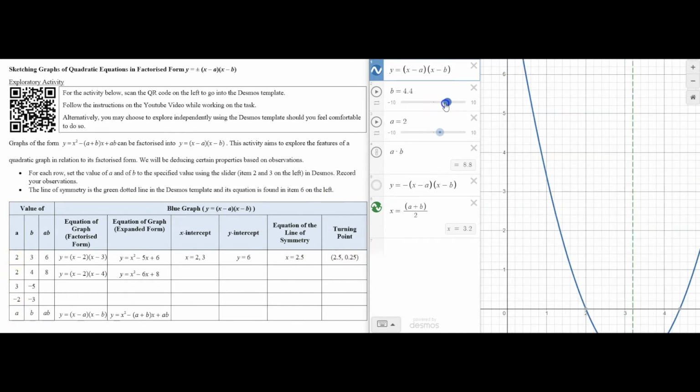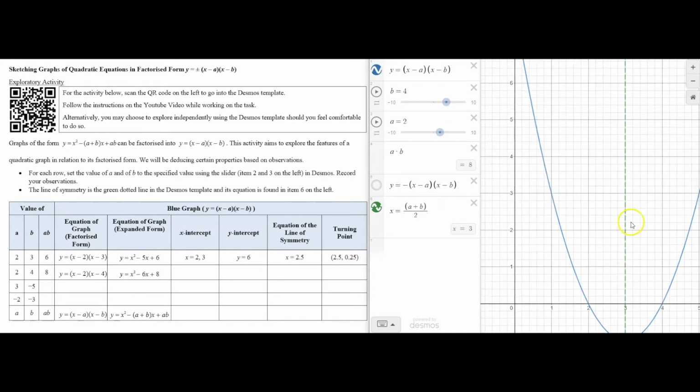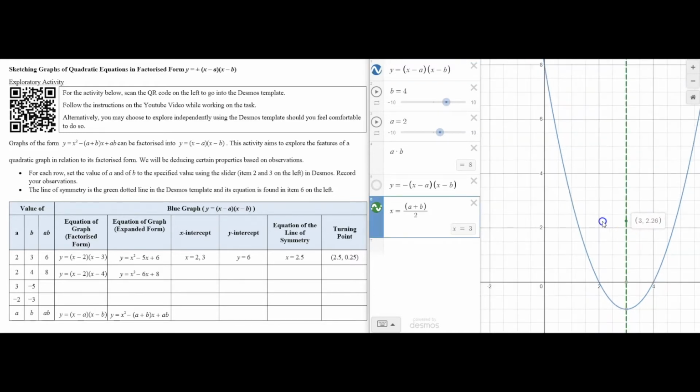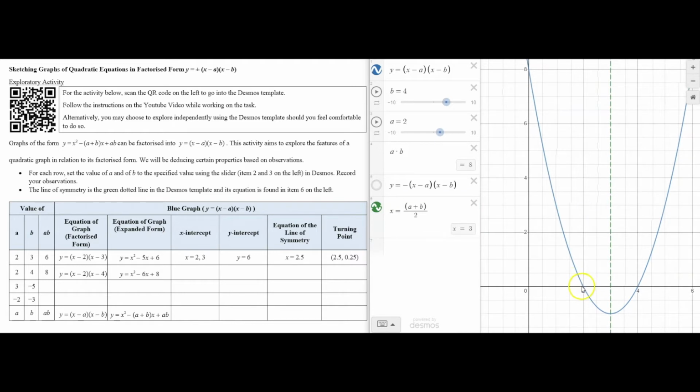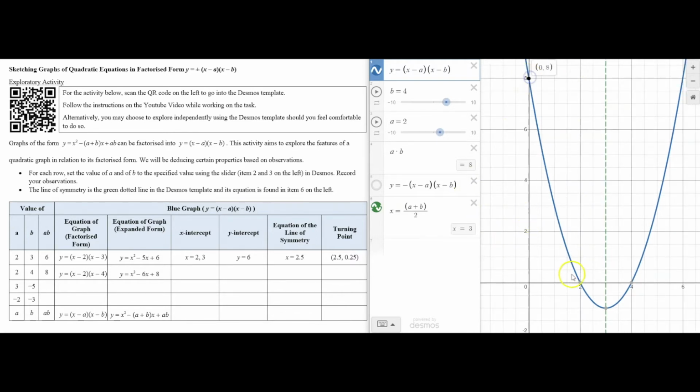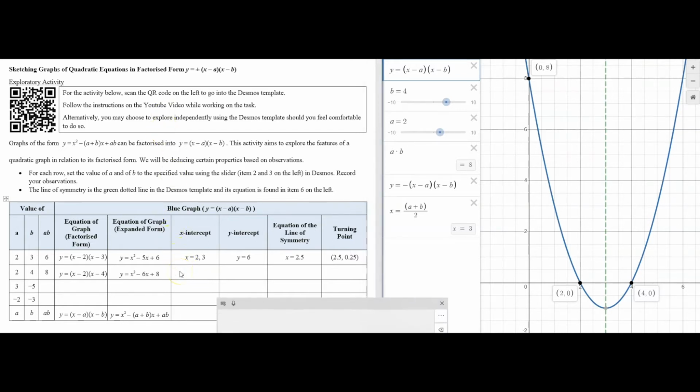I'm going to slide the slider for b to 4. We need to zoom out a little bit to show all the features that we need. So we have the x-intercept, and we also have the y-intercept. Let me zoom out a little bit more so it's clearer. For the x-intercept, I have x equals 2 and 4, so I write down x equals 2 and 4, and y equals 8.